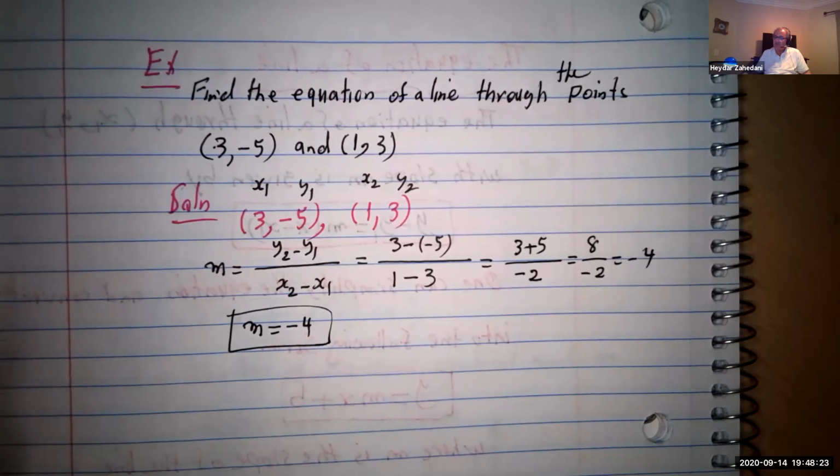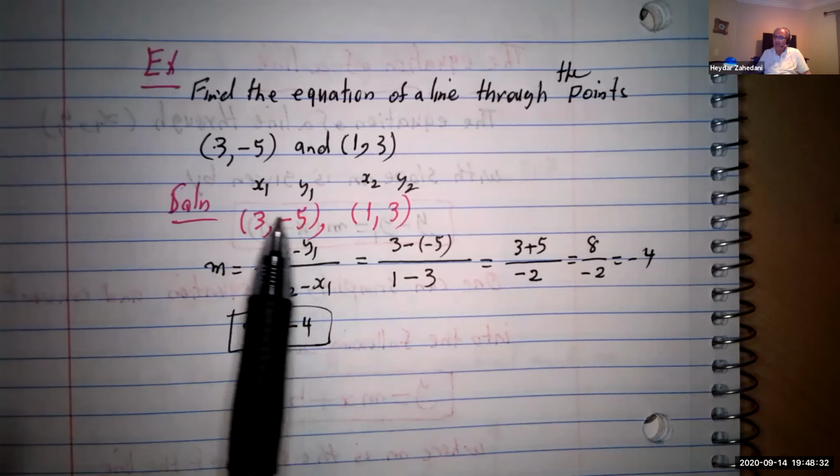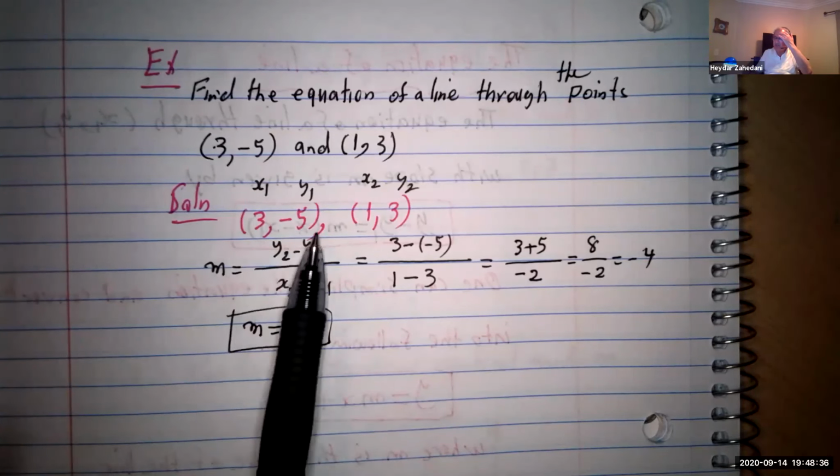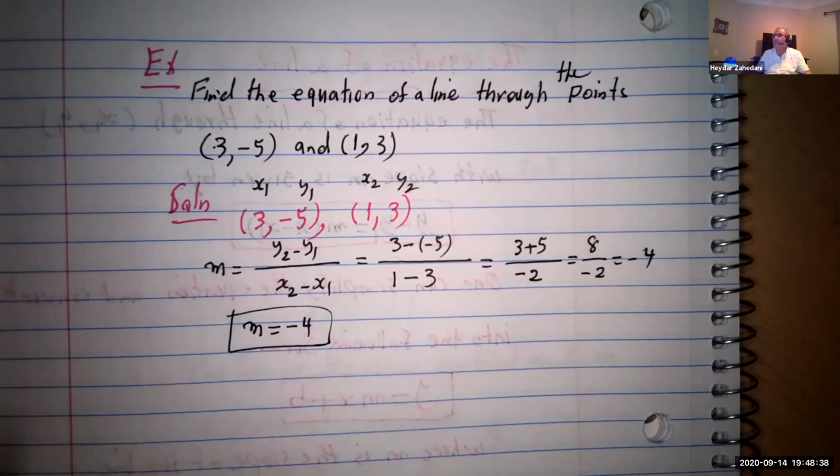Now we have the slope and we have a point. So we can write the equation of the line. You can use either point, the first one or the second one. But since we already called this one x1 and y1, we stay with this notation to get through it.